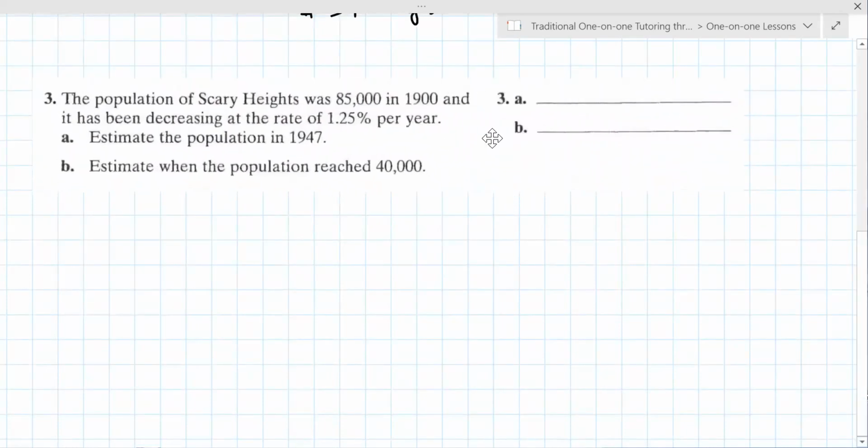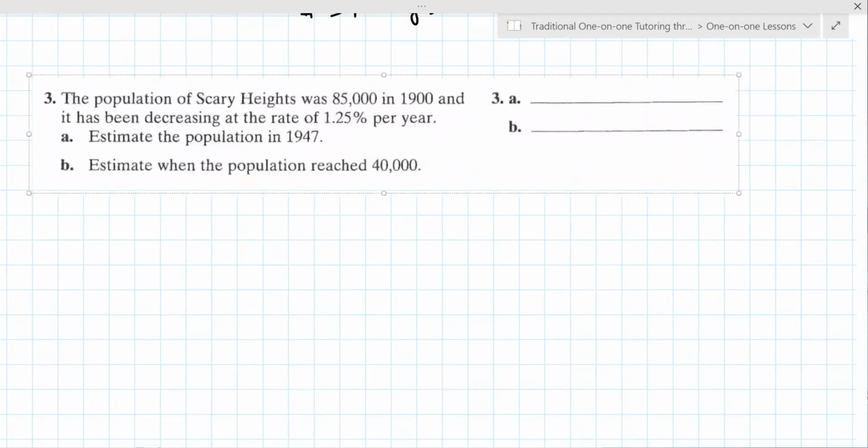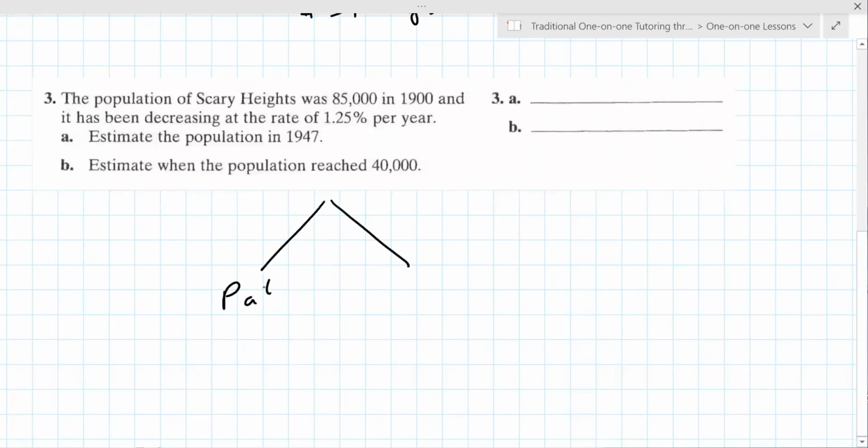All right, the population of Scary Heights was 85,000 in 1900, and it has been decreasing at the rate of 1.25% per year. Estimate the population in 1947. So I think one of the confusing things about this part of the course is that there's really 2 types of functions. There's PAT, and then there's PERT. They're actually the same, but you've got to be comfortable using either one.